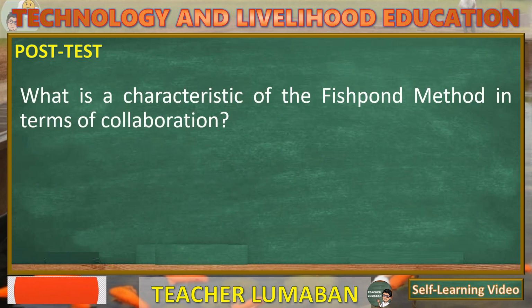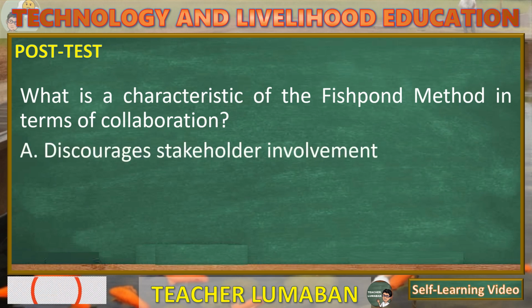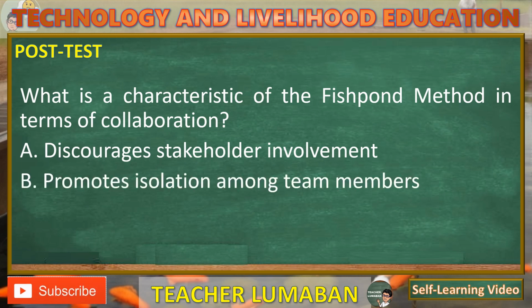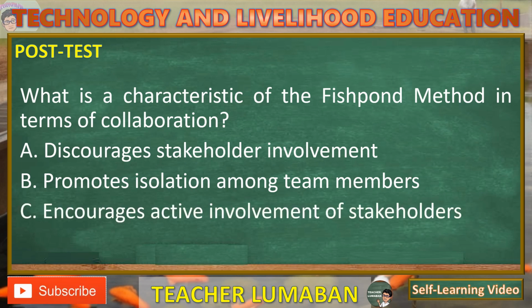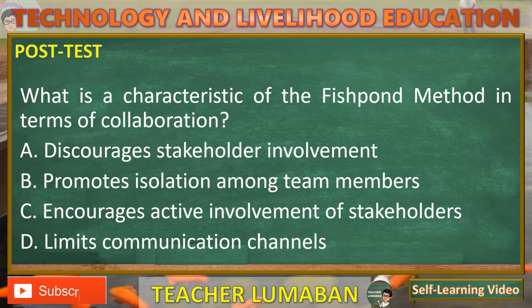What is a characteristic of the Fishpond method in terms of collaboration? A. Discourages stakeholder involvement. B. Promotes isolation among team members. C. Encourages active involvement of stakeholders. D. Limits communication channels.